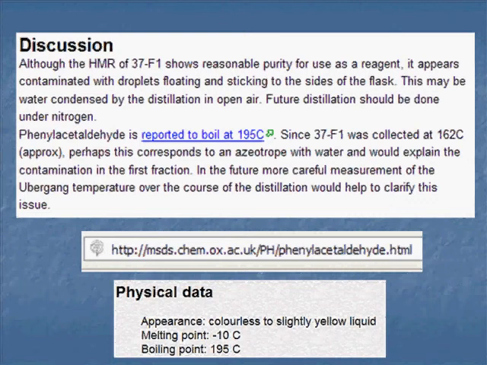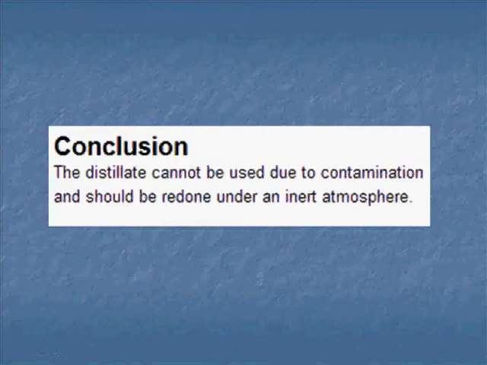So if you look at the discussion, actually it's not so simple, right? Because he reported the distillation happened at 162 degrees, but the reported boiling point is 195 off this reference, this MSDS sheet. So there's something strange going on. And so the conclusion is that we can't use this distillate. In fact, there were globules of liquid inside of it. Okay, so basically, I don't know, maybe we're the only people in the history of the world to have this problem with phenylacetaldehyde, or maybe not. So this might be helpful.